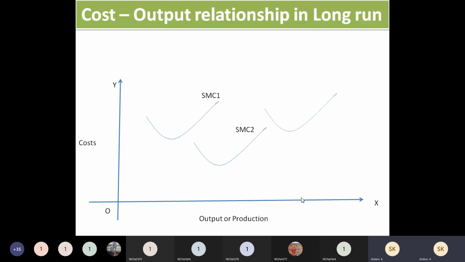SMC 1, short run marginal cost curve 1. SMC 2 means short run marginal cost curve 2, like that 3. 3 marginal cost curves we have taken. Combining these 3, we will get the long run marginal cost curve. So you can see here the marginal cost curve is flowing differently. Not all the curves are inside the long run marginal cost curve.